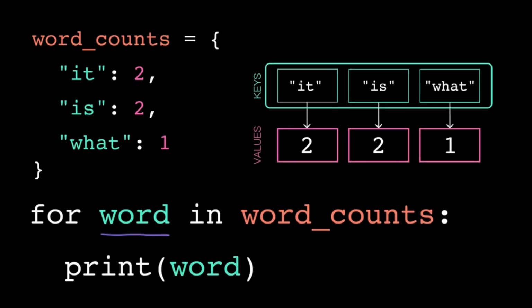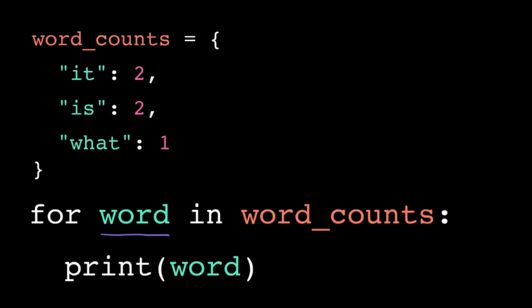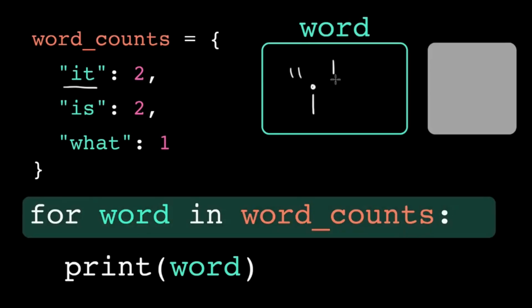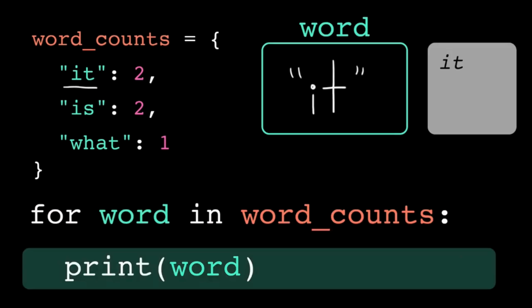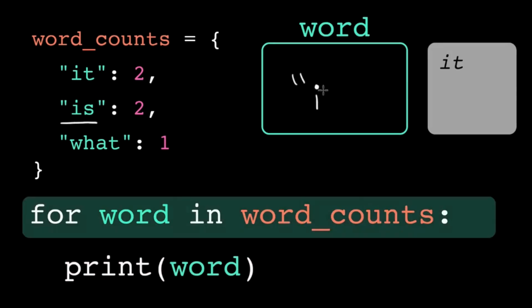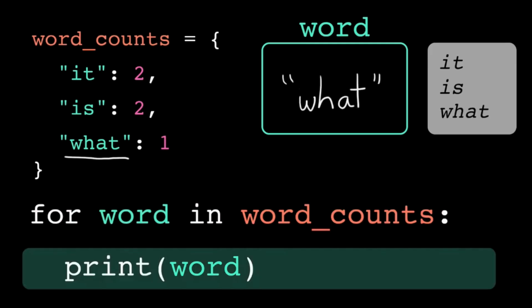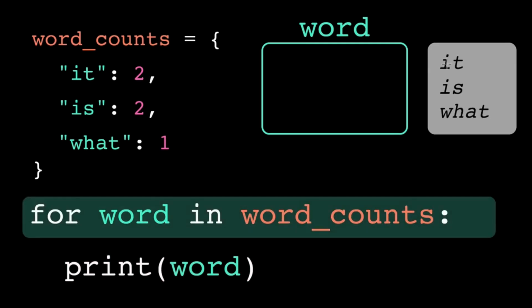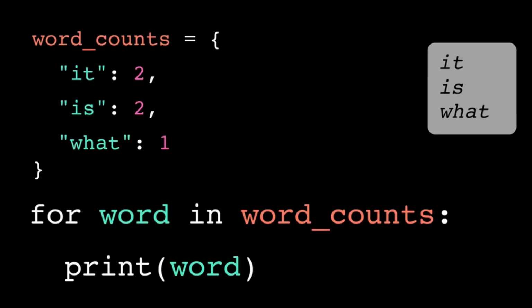Here, my dictionary keeps track of word frequencies in a text. So my keys are all words, and my values are all counts. Python iterates over dictionaries in insertion order, meaning the order the items were added. So on the first iteration, the loop variable word will hold the key it. On the second iteration, it'll hold the key is. And on the third iteration, it'll hold the key what. And now that we've reached the end of the dictionary, the loop terminates.